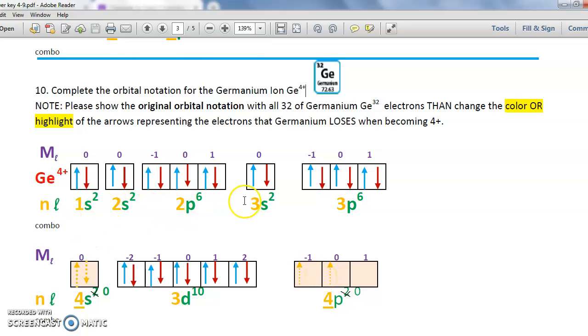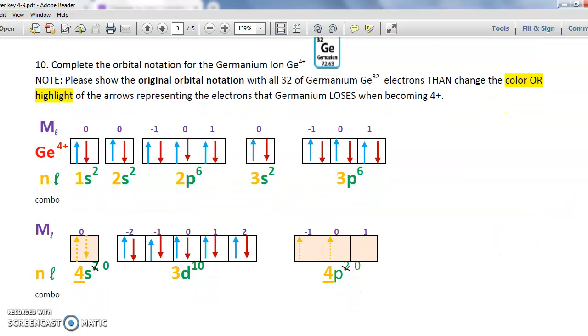2 and 2 and 6 is 10, 12, 18. We start with 2 in here for 20, 10 in here for 30, and 2 in here for a total of 32. But now we need to make it 4 plus. So which ones are we going to remove to make it 4 plus? If it's plus, it's lost electrons. So who do we remove them from?